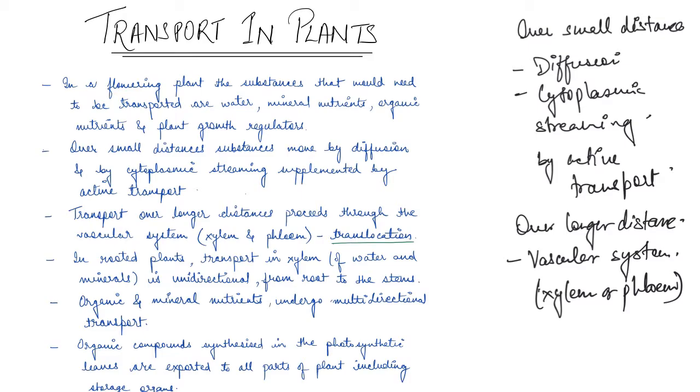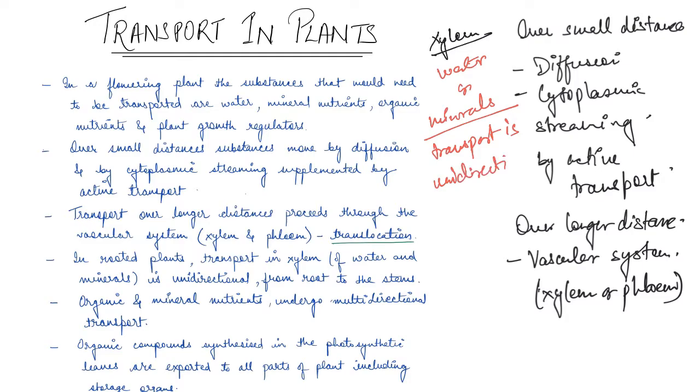So in xylem, it is either water or minerals, and this transport is unidirectional, right? Now, organic and mineral nutrients, they basically undergo multidirectional transport.